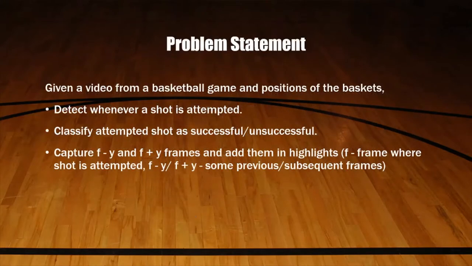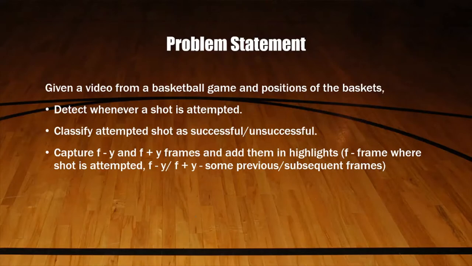So the formal problem statement for this project is: given a video from a basketball game and positions for the basket. Please note the positions for the hoops are basically the upper left and bottom right coordinates of the hoops. We have two hoops in each court, so you have to supply those coordinate values where the hoops are located to the program before doing anything else. So given a video from a basketball game and positions of the hoops or baskets, the aim is to detect whenever a shot is attempted. If a shot is attempted, then classify that shot as successful or unsuccessful, hit or miss, and then capture a highlight.